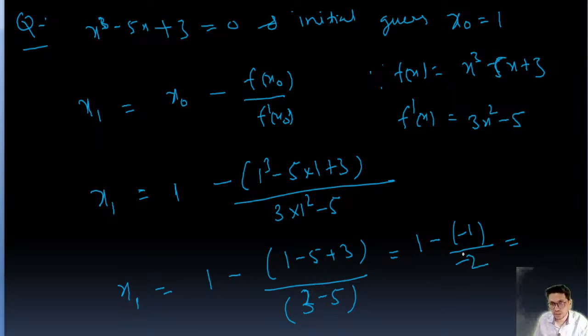So this 1 gets cancelled, right? So 1 minus minus 1 by 2. So this is going to be 1 by 2. So value of x1 is 1 by 2. But we have to find till second iteration, right? So now we'll find x2.